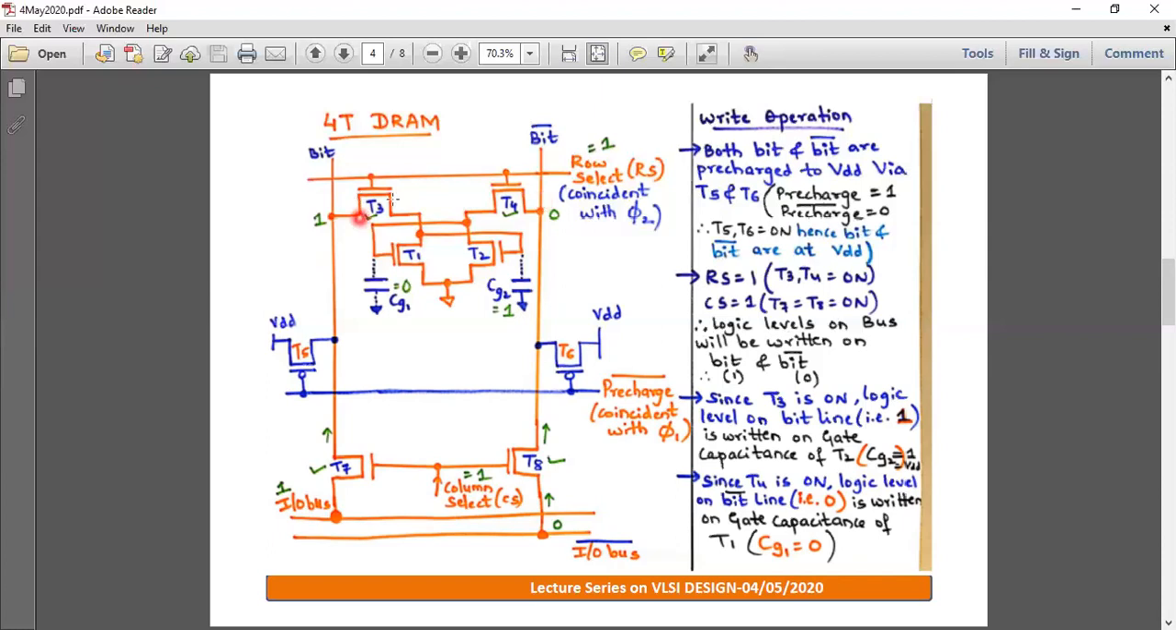The T3 transistor is on because row select is 1. Hence the logic level on the bit line is written on the gate capacitance of the T2 transistor. So the Cg2 capacitance will be charged to VDD, that is, it will be holding logic 1. And the T4 transistor is also on because row select was 1, and hence the logic level on the bit bar line, that is 0, will be stored on the gate capacitance of the T1 transistor. So Cg1 will hold 0, Cg2 will be holding 1. Thus the logic levels on the bit and bit bar lines are written into the memory cell.